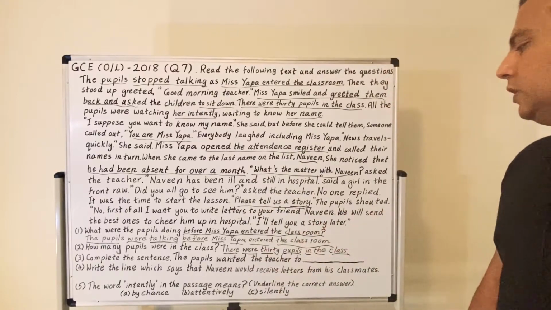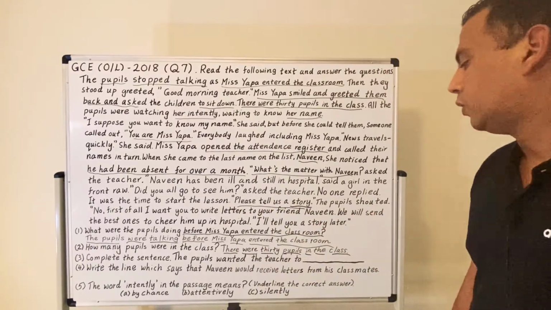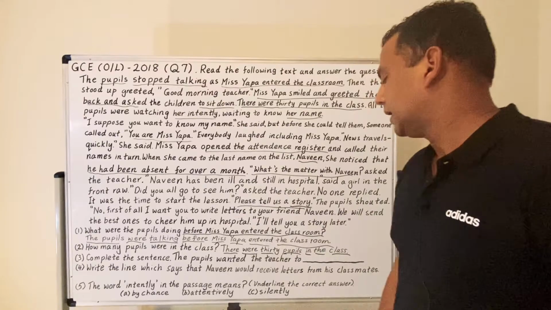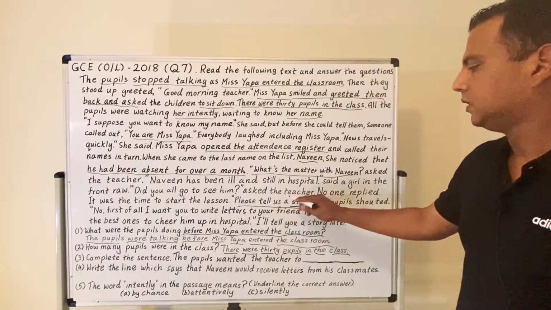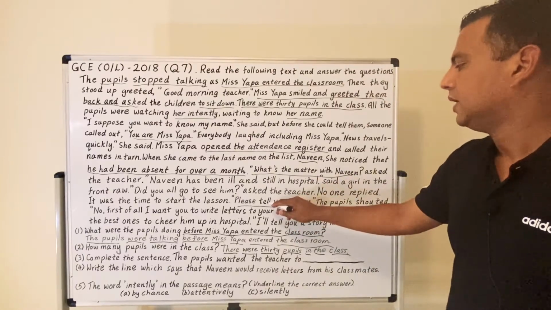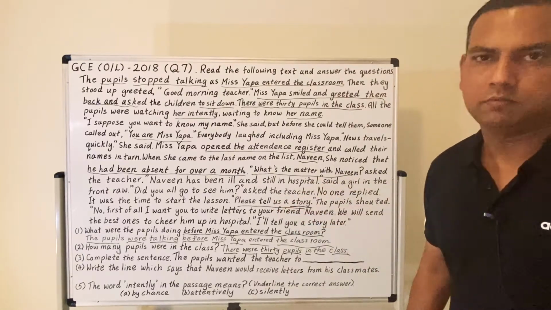At the point where it said that it was the time to start the lesson. So the pupils wanted the teacher to do what? Pupils wanted the teacher to tell them a story. So what we do is we change "us" into "them" and we say "tell them a story." See how easy it is?